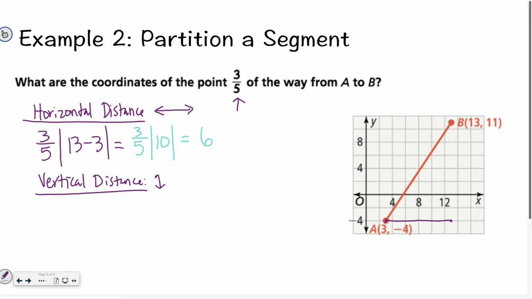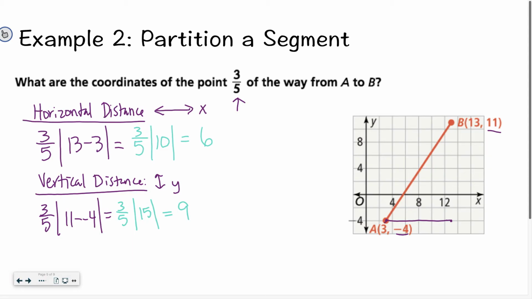And that's our up and down, that's our y value. So again, I'm going to say 3/5 times the absolute value of, what are my y values? I have an 11 and a negative 4. I'm going to start with the 11 because it's paired with that 13. So 11 minus negative 4. 3/5 times the absolute value of 11 minus negative 4 is the same thing as 3/5 times the absolute value of 15, which is 9.